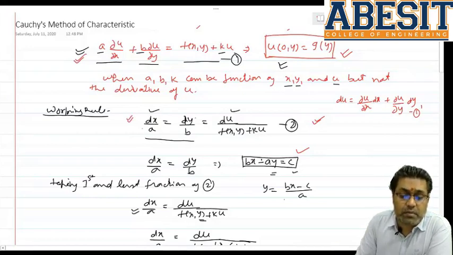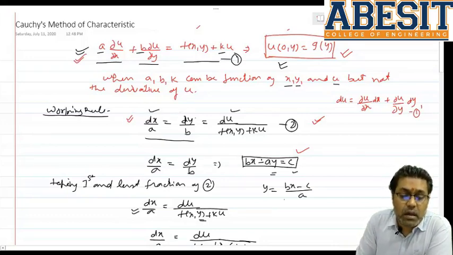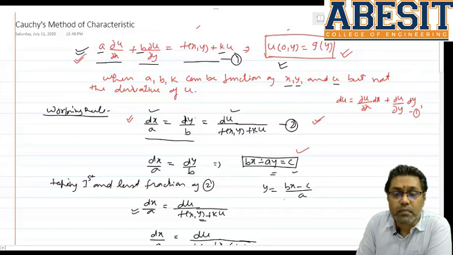I am just writing equation number 2, and there is a very simple method to write this equation. It is dx/a, where a is the coefficient of ∂u/∂x, equals dy/b, where b is the coefficient of ∂u/∂y, equals du over this whole quantity. So dx/a = dy/b = du/(f(x, y) + ku). Now we have discussed earlier the method of solving Lagrange's equation. With the help of this method, we will try to find the solution of this equation.